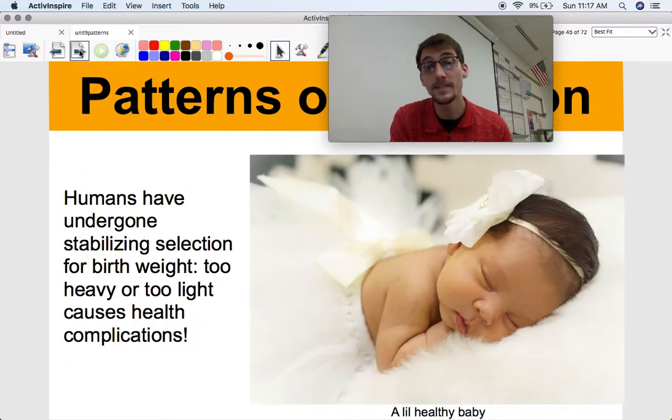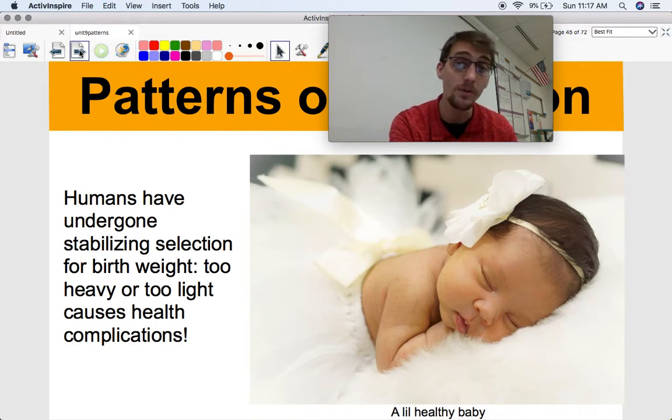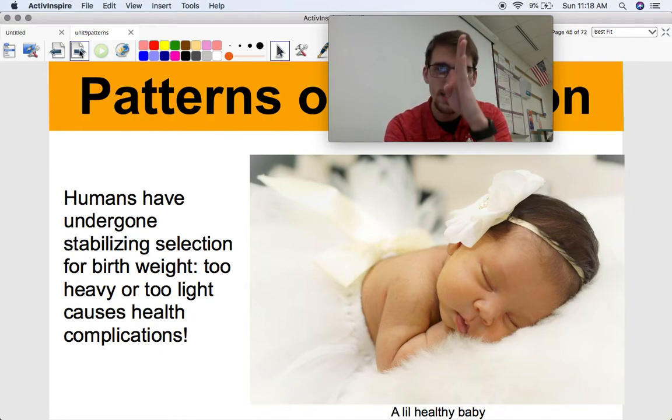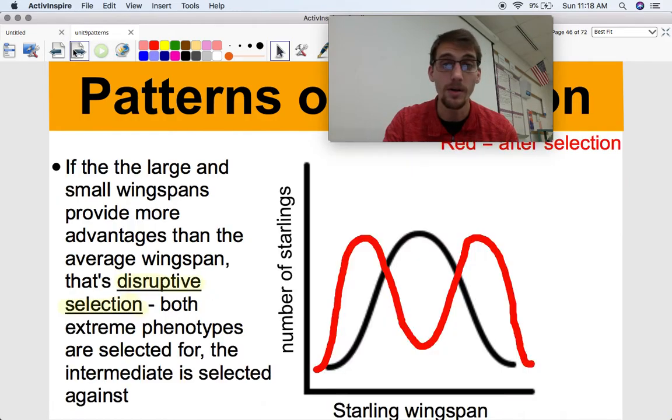Okay? A real-world example of this is baby weight. Humans have undergone stabilizing selection for birth weight. If you're too heavy as a baby coming out, that's complicated for mom and for you. And if you're too light or you're too small, that can cause health complications as well for you, and well, more for you, less for mom. But so over time, humans have undergone stabilizing selection in terms of their birth weight, because we want to be right in the middle. This is also what I call Goldilocks selection. Not too big, not too small, right? You want to be right in the middle for stabilizing selection. And we're going to see more individuals right in the middle as a result.